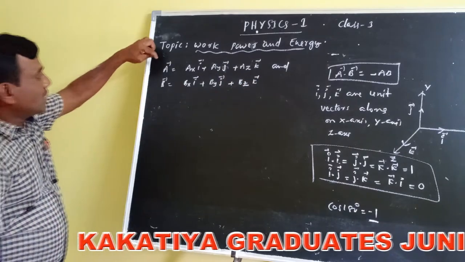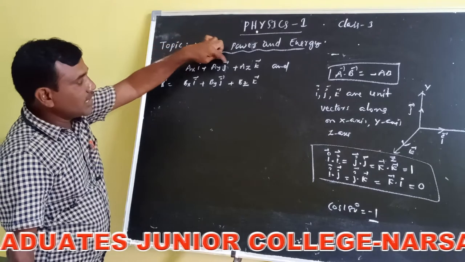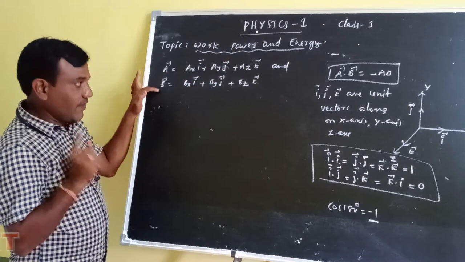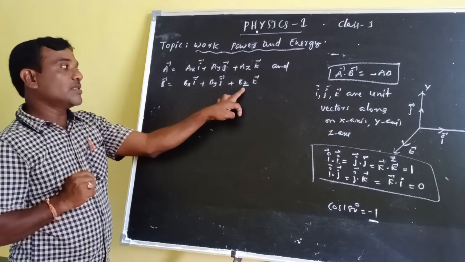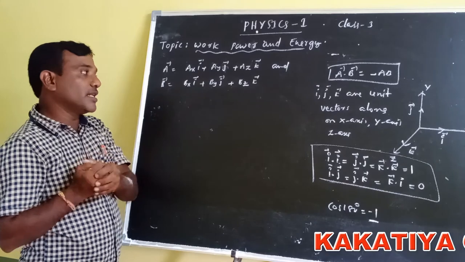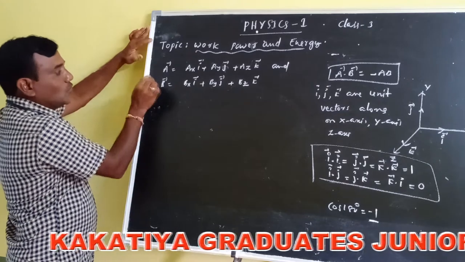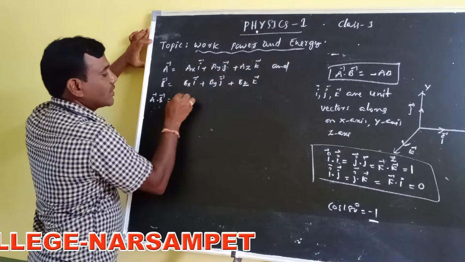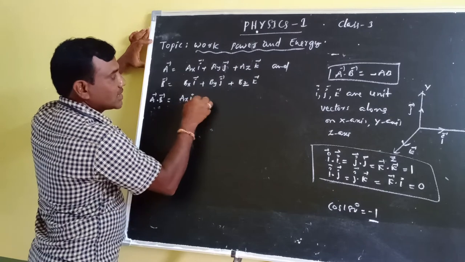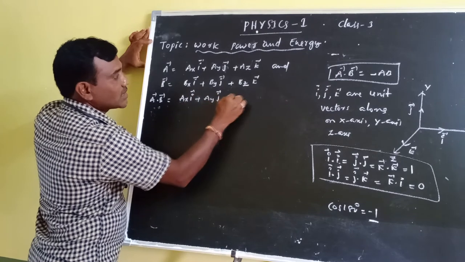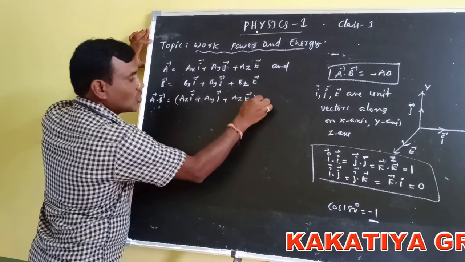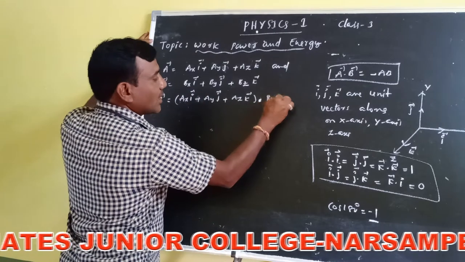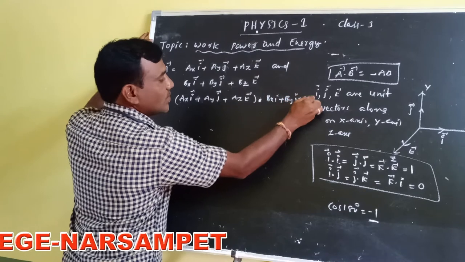Now consider A vector equal to AX i, AY j, AZ k. It is one type of vector along X, Y, Z. And the other vector, B vector, is BX i plus BY j plus BZ k. Now the dot product of the two vectors, A vector dot B vector, is equal to the total vector AX i plus AY j plus AZ k, dot, B vector BX i plus BY j plus BZ k. Dot means dot product or scalar product.